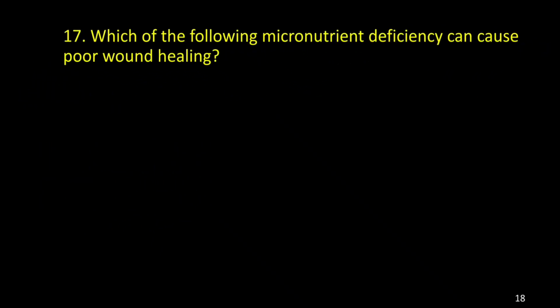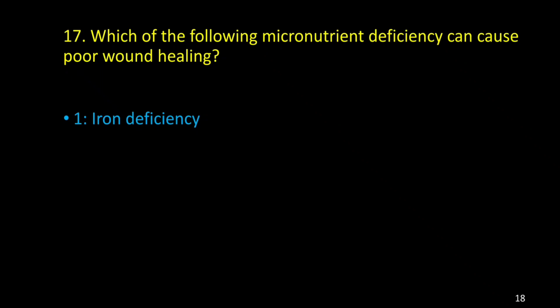Now another MCQ. Which of the following micronutrient deficiencies can cause poor wound healing? Poor wound healing is the typical hint in this. And another thing is the word micronutrient. This word is also important because there are microminerals and macrominerals. Some minerals are required in more quantity; they are the macrominerals. Micronutrients are required in a small quantity. So you also have to remember that.